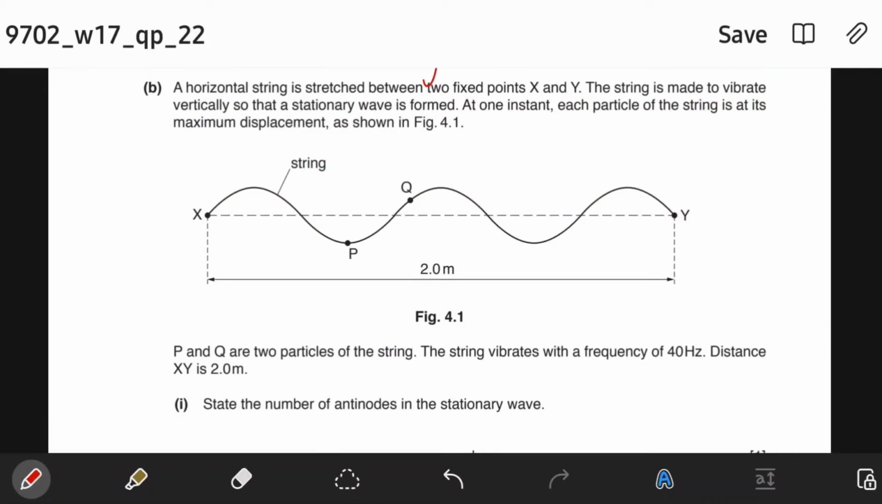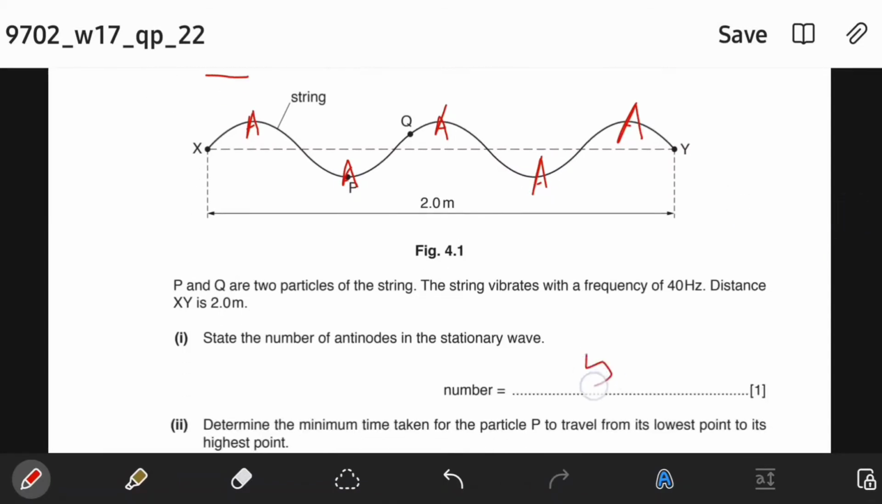A horizontal string is attached between two fixed points, x and y. This string is made to vibrate vertically so that a stationary wave is formed. At one instant, each particle of the string is at its maximum displacement. P and Q are two particles of the string. The string vibrates with a frequency of 40 Hz. Distance xy is 2 meters. State the number of antinodes in the stationary wave. So 1, 2, 3. This is antinode. This is antinode. This is antinode. This is antinode, and this is antinode. So these are 5 antinodes.